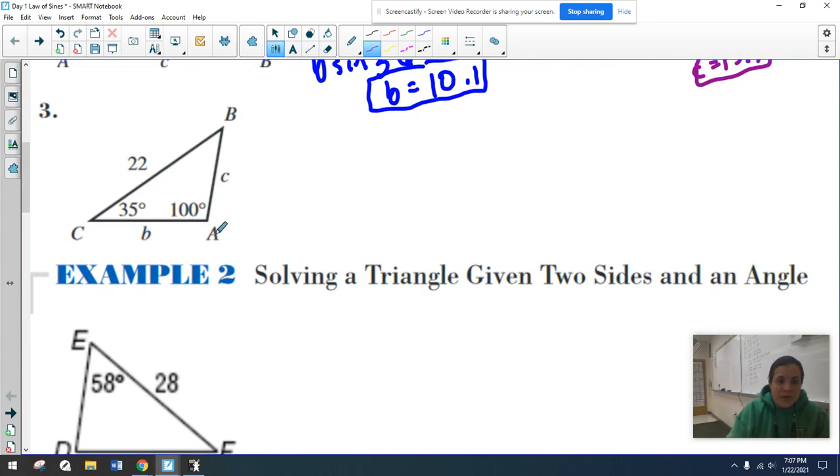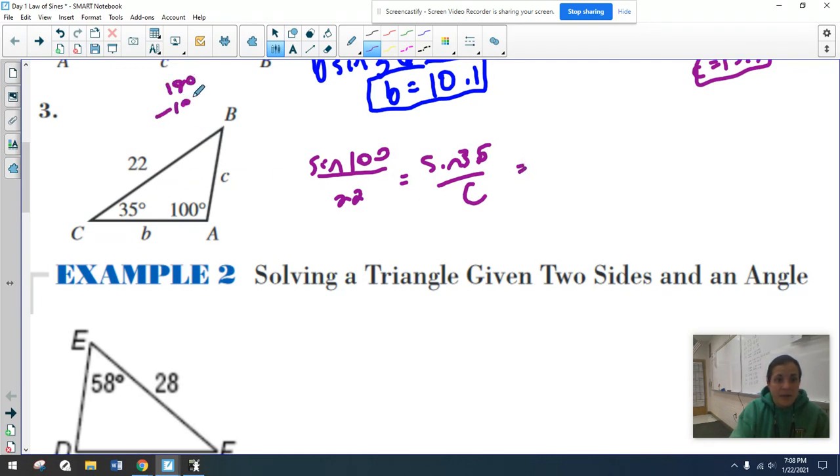Okay, so to set it up, maybe pause me and set it up yourself. I've got sine of 100 over 22. I've got sine of 35 over c. And then I got to figure out B. So I got to do 180 minus 100 minus 35. So that's going to give me 45. Okay, so the last one is going to be sine of 45 over B.